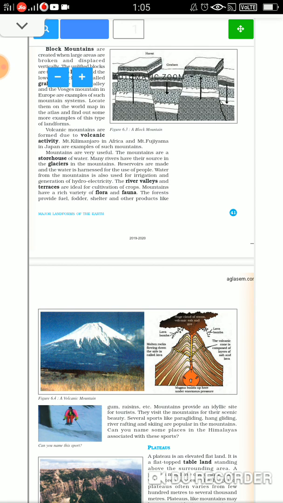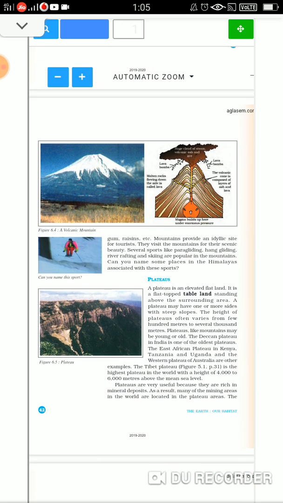It gives you gum, raisins, medicines. So it gives you so many things. Fine. You can see this figure. This is a volcano. How a volcanic mountain is formed. Fine. Mountain, why do you go to mountains?